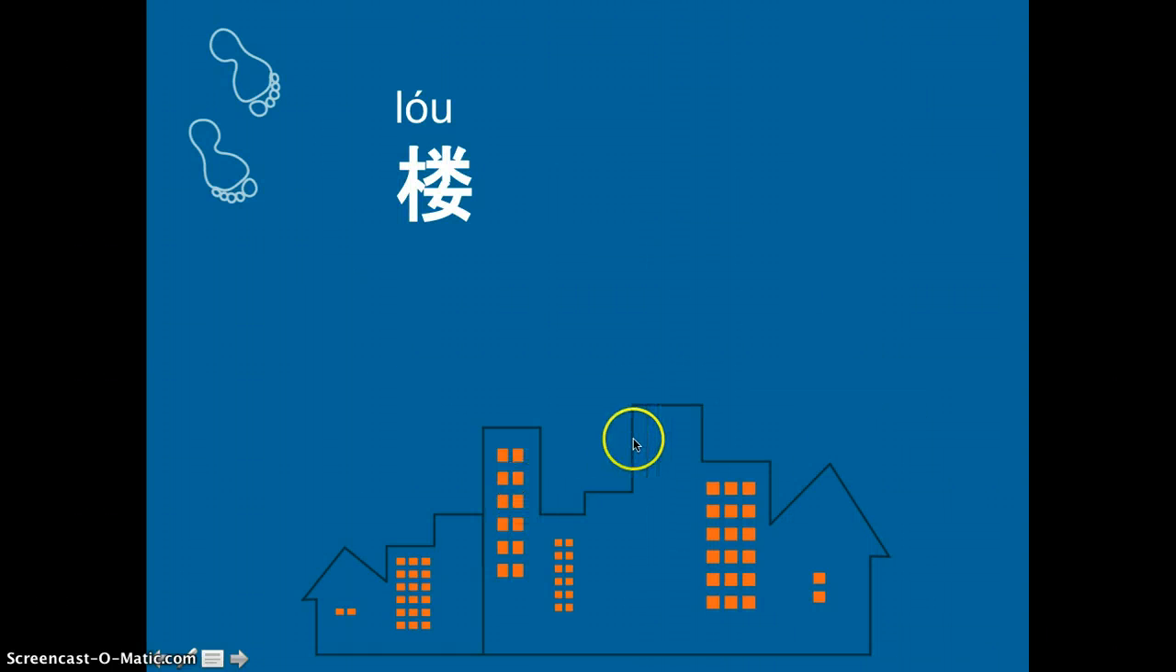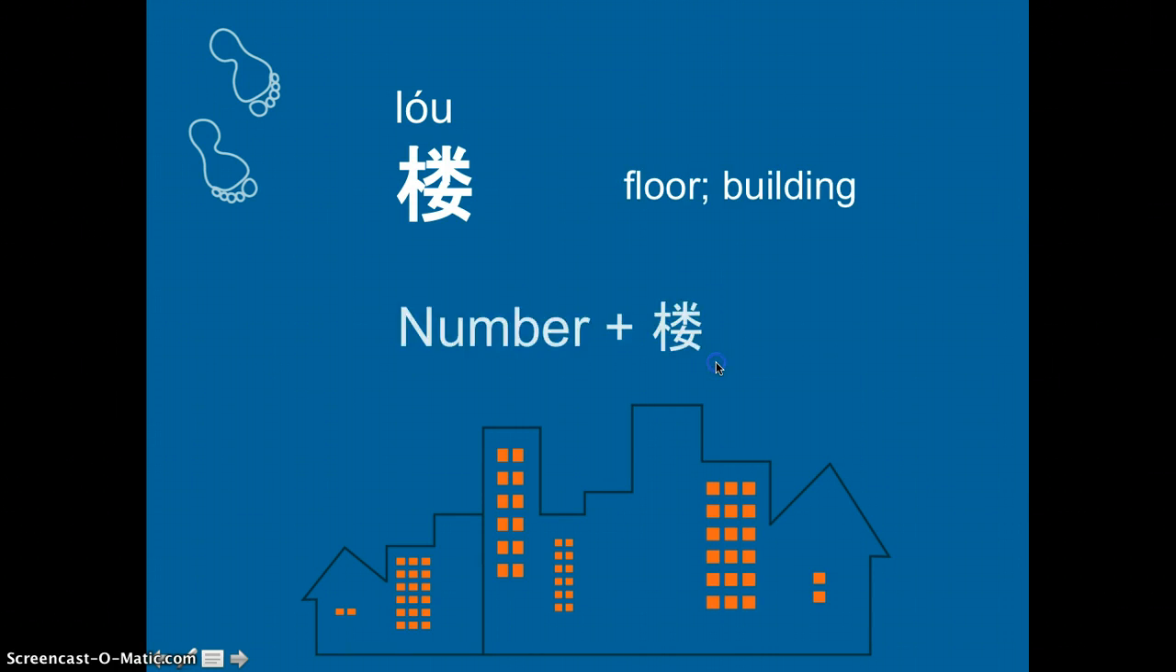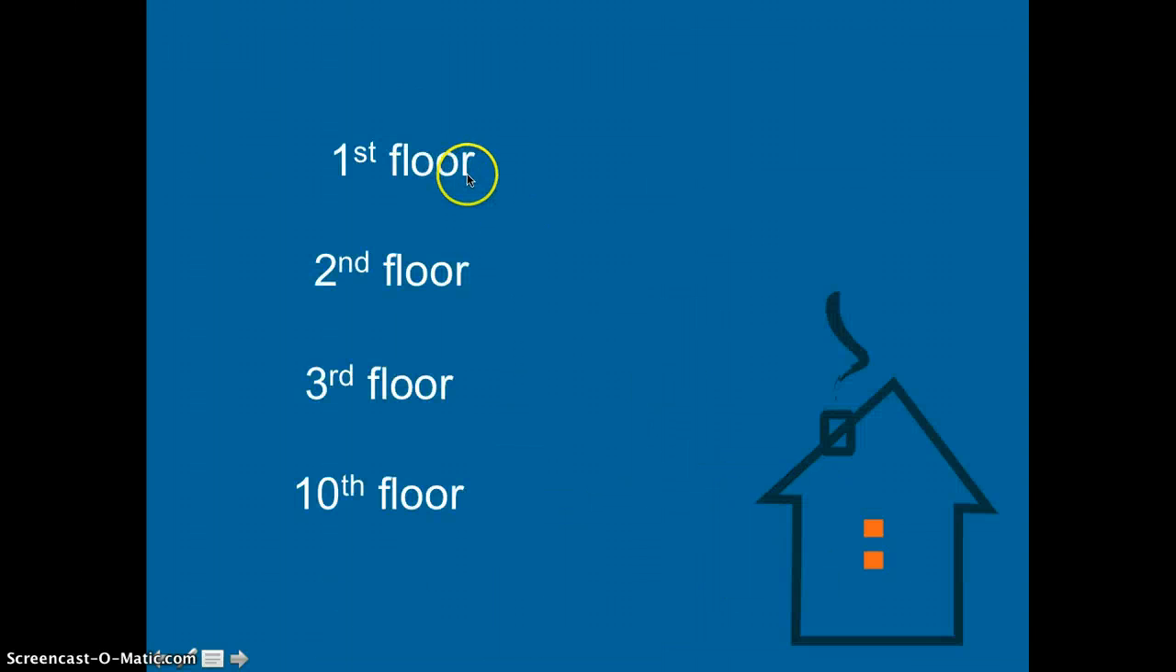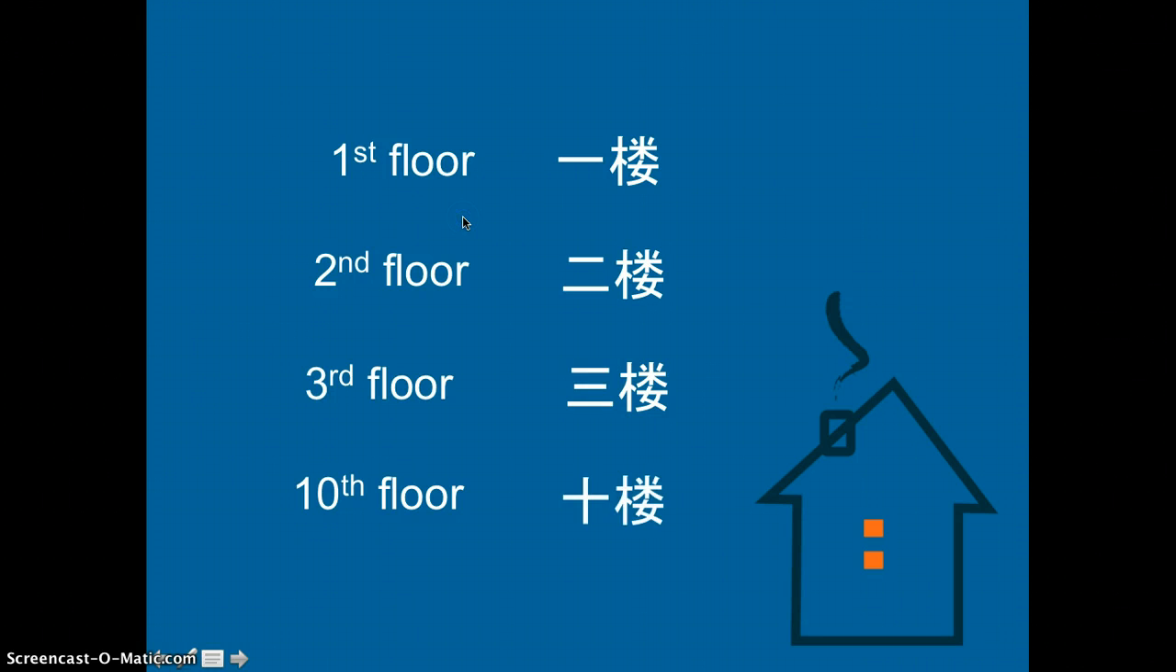Okay, and then we have building floors, right? If you live in a building on a certain floor, you use this format, number plus 楼. Don't forget 楼, it's necessary. So first floor is 一楼, second floor is 二楼, third floor is 三楼, 10th floor is 10楼.